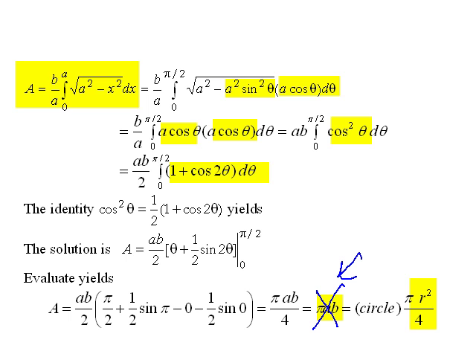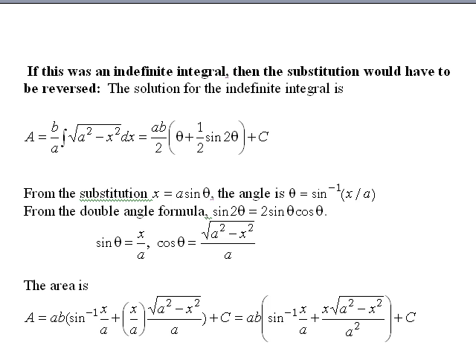That was carrying out this integration for the definite integral. Now let's look at the reverse substitution that we would have to do for the indefinite integral. If this was an indefinite integral, our final form here with the substitution in place is a times b over 2, fine, times the quantity theta plus 1/2 sine of 2 theta plus whatever, the constant of integration. The substitution that we used was x equals a sine theta. Theta is the arc sine of x over a.